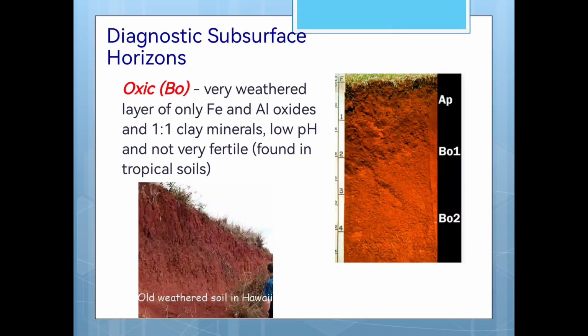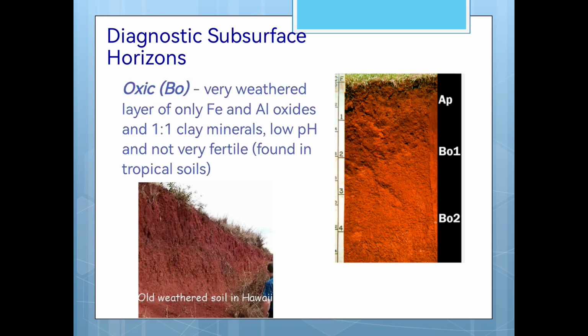And then we also have oxic. So this is still in the B horizon with subscript of O, BO. This is very weathered layer of only iron and aluminum oxides and 1:1 clay minerals. Ano nga yung 1:1 clay minerals? Kaolinite, di ba? And it is very acidic and not very fertile. This is usually found in tropical soils. Oxic siya. There's a lot of oxides.